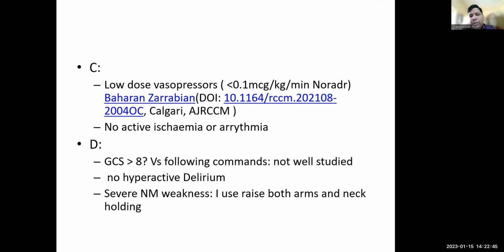What I usually use is I ask the patients to raise both their arms above their head to see if they're following commands, and I assess for neck holding, if they can hold the neck when you remove the pillow from the bed in a patient who is propped up in bed. So if somebody has a good neck holding and can raise both arms above the head, usually they can be weaned off from the ventilator.